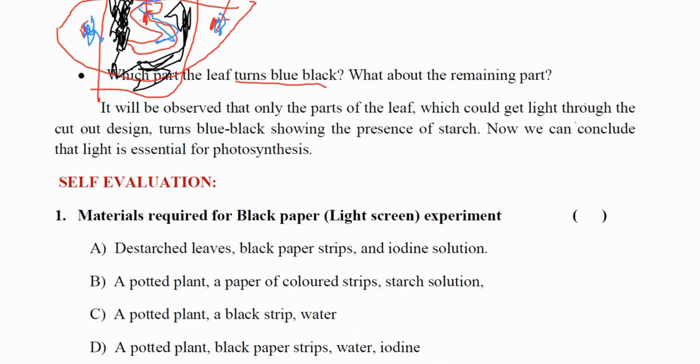So we observe that only the parts of the leaf which could get the light through the cutout design turn blue black, showing the presence of starch. Now we can conclude that light is essential for photosynthesis. Now let us take the self-evaluation.